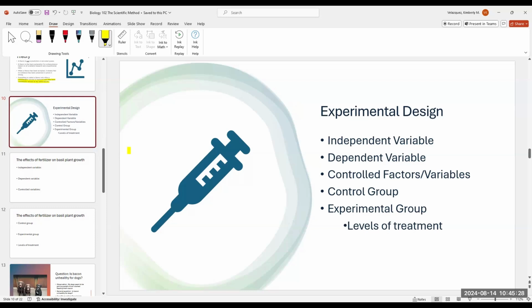So in an experimental design, there are some important terms that you're going to have to know. What is your independent variable in the study? What is your dependent variable? What are the controlled factors? What is your control group, which is different than a controlled factor, versus your experimental group? And then within that experimental group, what different levels of treatment are you studying? So let's talk about the definition of those terms, because again, you're going to have to identify all of those things in the experiments that you carry out this semester.